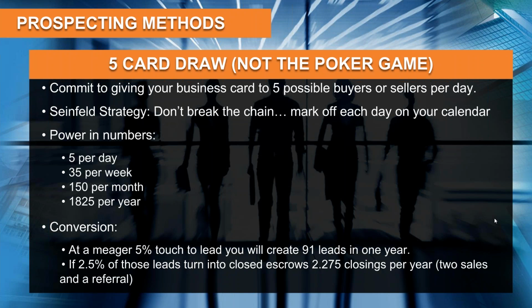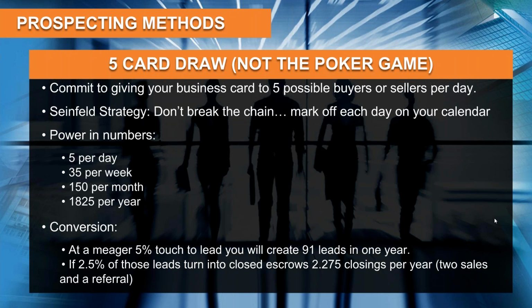Now that's a lot of business cards, but look at the numbers. At a meager 5% touch to lead ratio, you will create 91 leads in 1 year. That's a 5% touch to lead. That means out of every 100 people, 5 of them are going to turn into possible leads. So when you give them your card, if they want more information, you're going to pull out a little notepad or some kind of device so you can take down their name and contact information.